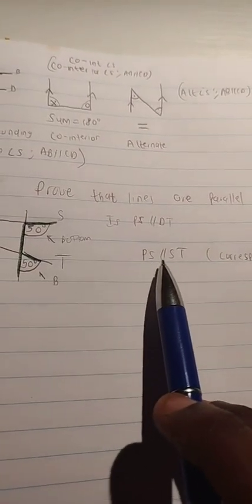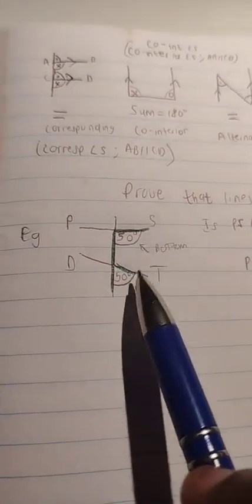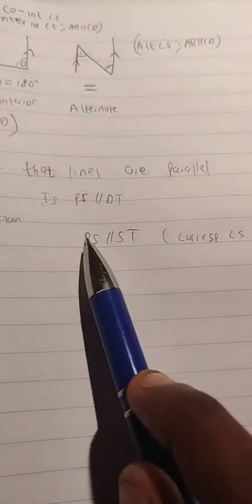It is because we have identified corresponding angles that are equal. We say PS is parallel to DT. Why do we conclude that PS is actually parallel to DT? It is because these two angles are actually corresponding angles, and they are in actual fact equal. Therefore, PS is parallel to DT. On what basis? It is because the corresponding angles are equal. Right? So we use corresponding angles equal as a reason for saying PS is parallel to DT.